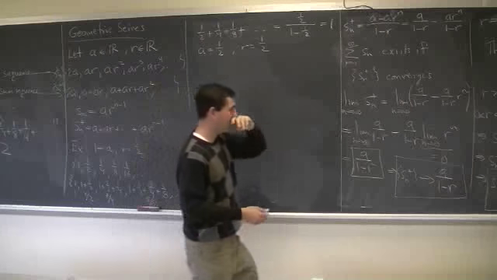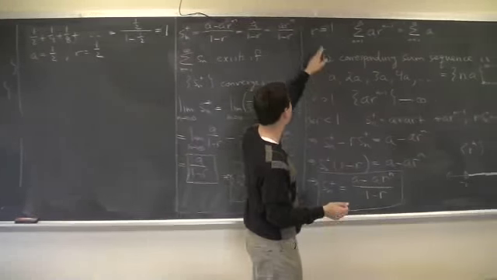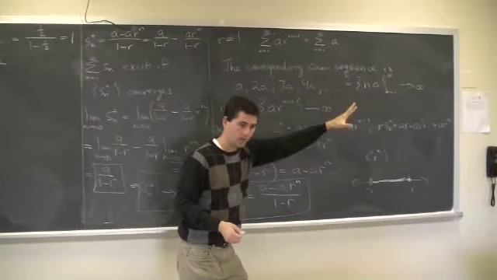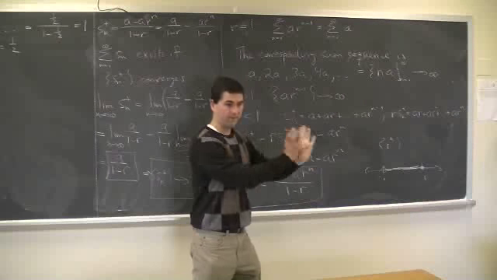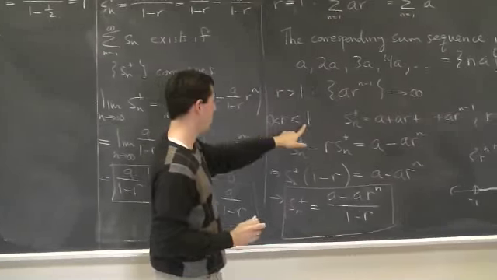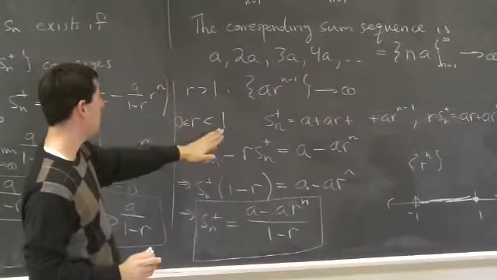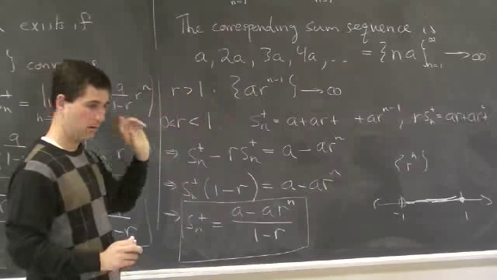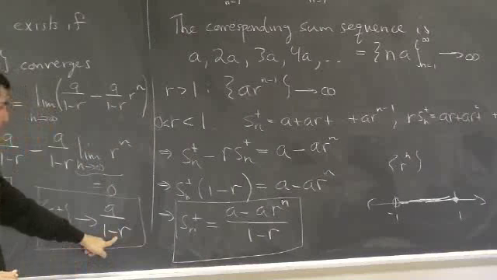Okay, so we've handled half of the problem. We know that if you're 1 or bigger, then the geometric series diverges. This goes up to infinity. If you're between 0 and 1, well, at 0 it's easy, it's 0. Bigger than 0 but less than 1, it's going to converge to a over 1 minus r.